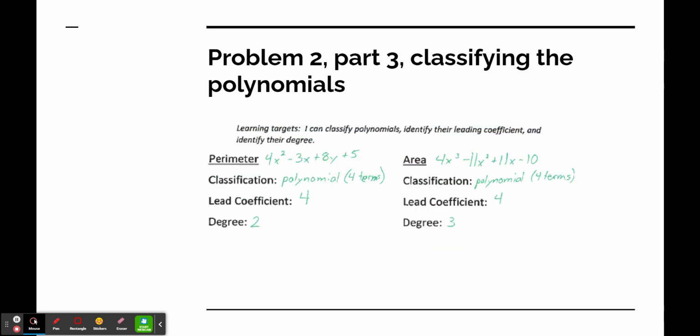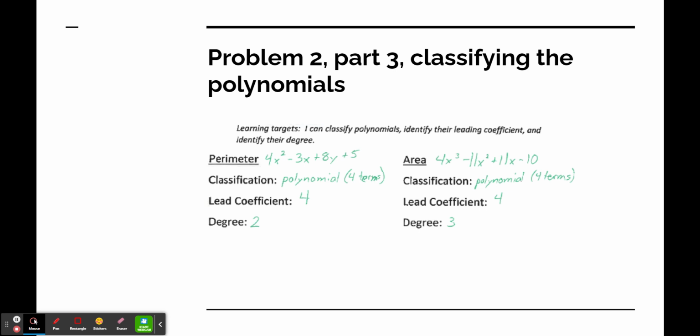All right, both of these are 4-term polynomials. The lead coefficient for the perimeter is 4 and the degree is 2 because that lead term is 4x squared. So the biggest exponent is a 2, and the coefficient there is a 4. For the area, the lead coefficient is also a 4, but it's got a degree of 3 because it's got a 4x cubed. So again, the biggest exponent becomes your degree, and whatever the coefficient on that term is becomes your lead coefficient. So both of these were 4-term polynomials.